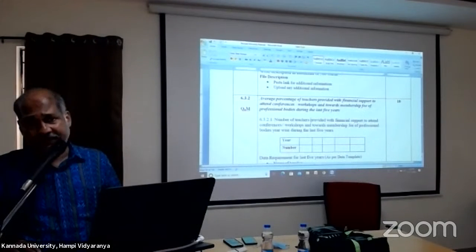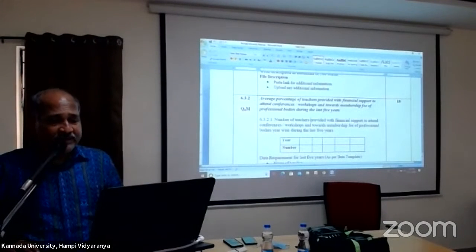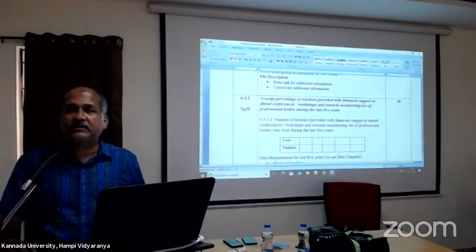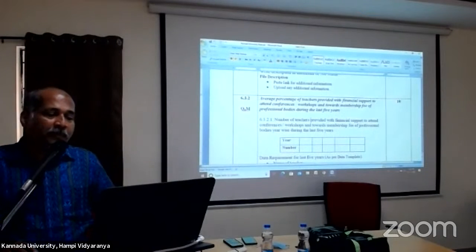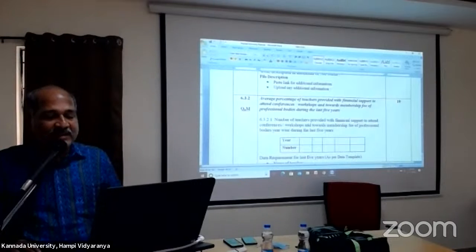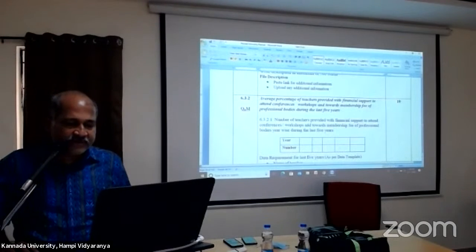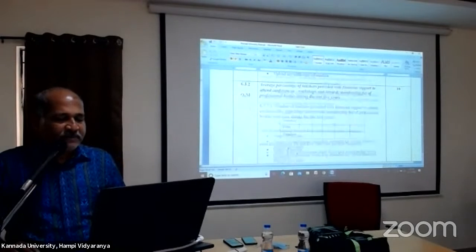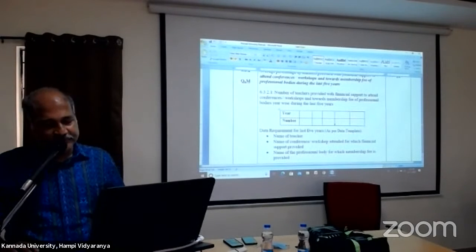The next is 6.3.2. It's a quantitative matrix. What is this matrix? Average percentage of teachers provided with financial support to attend conferences, workshops, and towards membership fees for professional bodies during last 5 years. How many faculty members are provided with such financial support during the last 5 years?